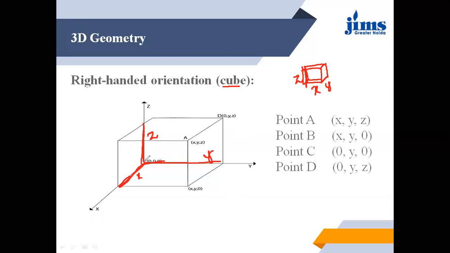When this is a cube, the length of this side will be equal to this length, this length will be equal to this length, as well as this length also, which means all four sides of the cube are equal.